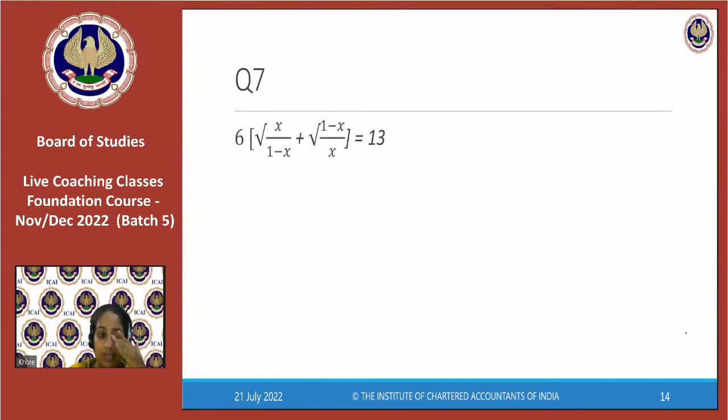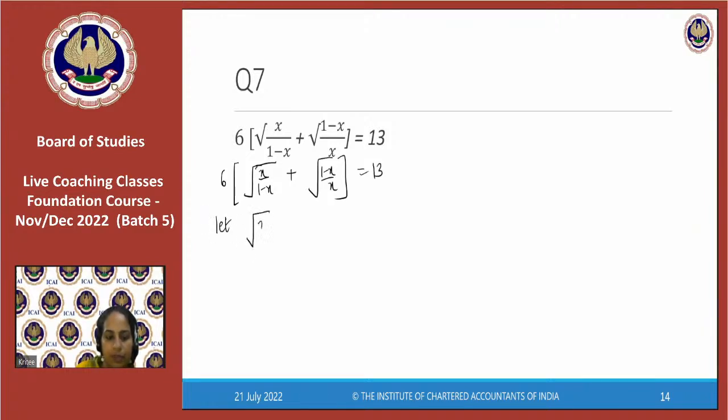This is quite an easy one now for you because you have been doing some questions by now. So this says 6 into square root of x upon 1 minus x plus square root of 1 minus x upon x equals 13. Let square root of x upon 1 minus x be equal to y. So now this looks like 6 into y plus, this is absolutely the reciprocal, 1 by y equals 13.